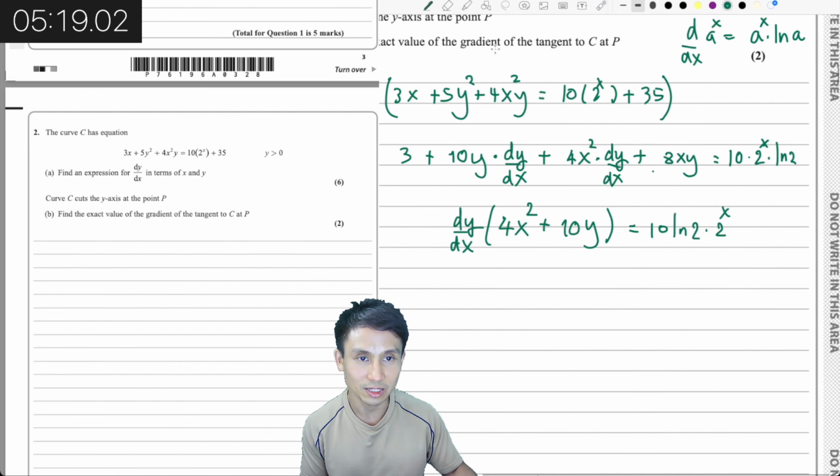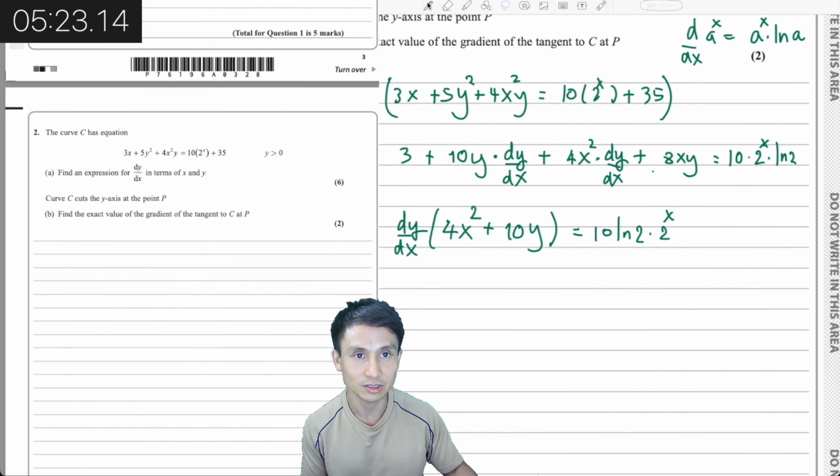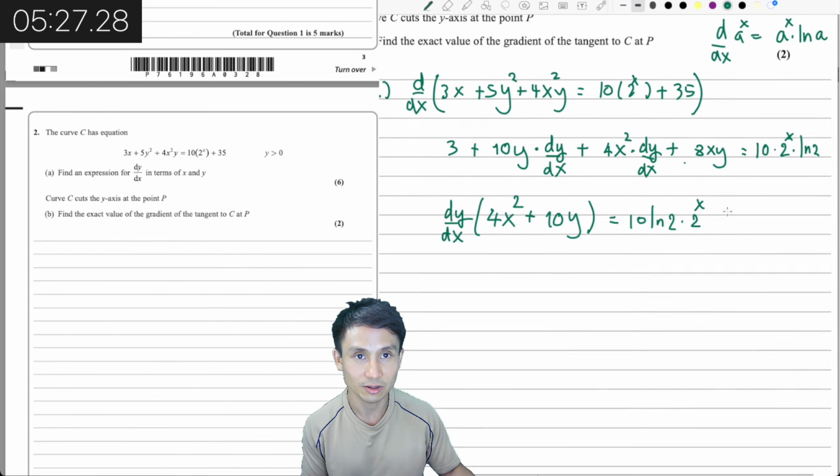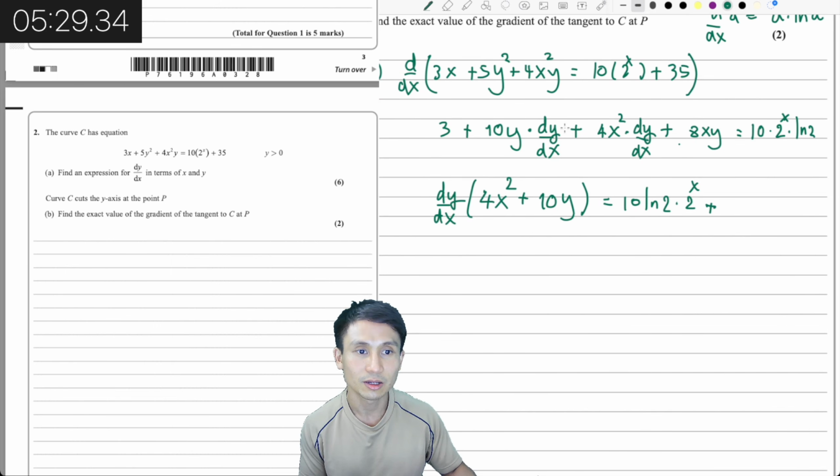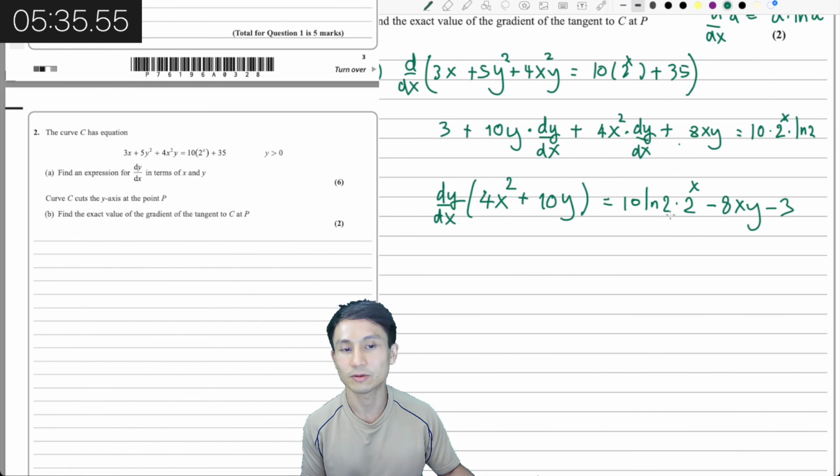And then pushing the other terms to the right side. Let me just tidy up a bit because I need more space there. And then this will be, hang on, plus, minus 8xy and then minus 3, right?